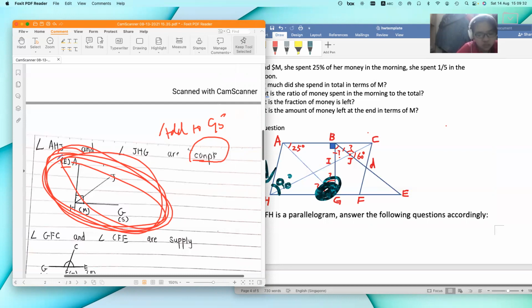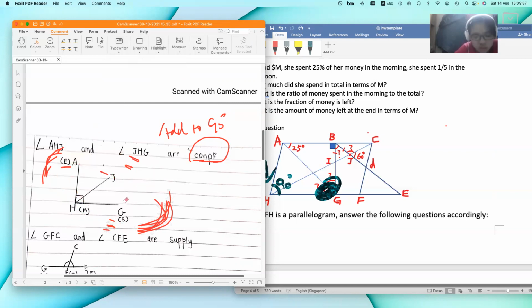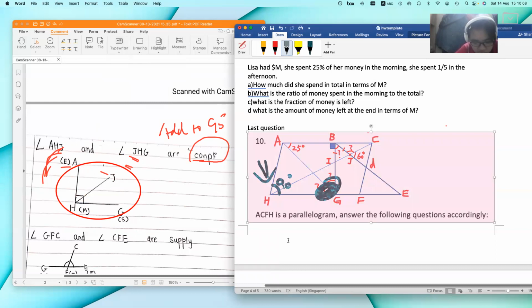When I ask you a question, I expect you to answer fast. Or you are telling me you don't understand what is 90 degrees. Do you understand what is 90 degrees? Yeah, I understand what 90 degrees is. Then how come you take this as 90 degrees? Who says this is 90 degrees? Did I label 90 degrees? No, I didn't label 90 degrees. So if I never label it 90 degrees, is it 90 degrees? No. If it's not 90 degrees, how can you say this is complementary then?